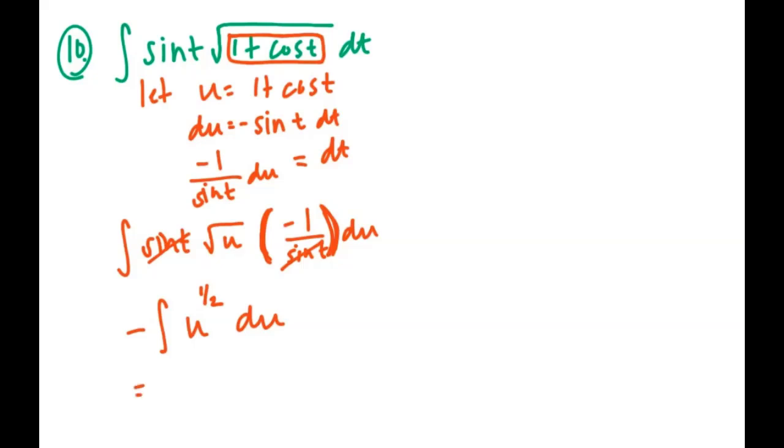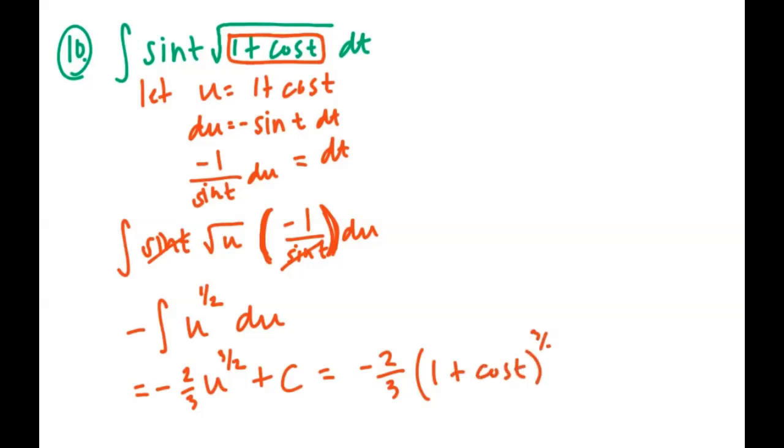And then the antiderivative, we're going to bring down the negative because it's a constant. And the antiderivative of u to the 1/2, when we add 1 to the power, we get 3/2, and we do the reciprocal to be 2/3 plus c. Now, you can't leave u. We didn't start with u. So we have 1 plus cosine of t to the 3/2 plus c.